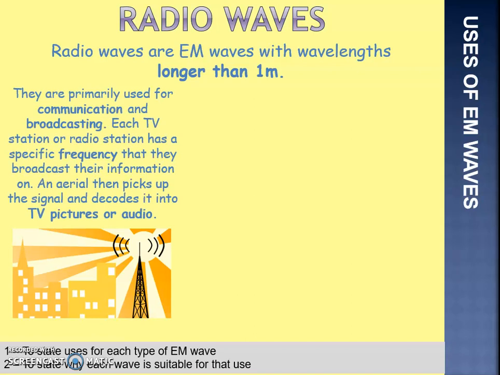Our first use is communication and broadcasting. Each television station or radio station has a specific frequency they broadcast their information on. We then all have aerials that can pick up that signal and decode it into TV pictures or into audio. It's radio waves that are used to broadcast that message.